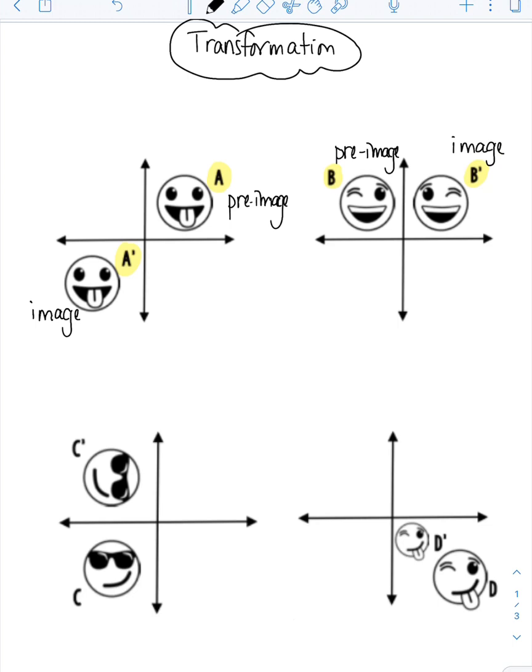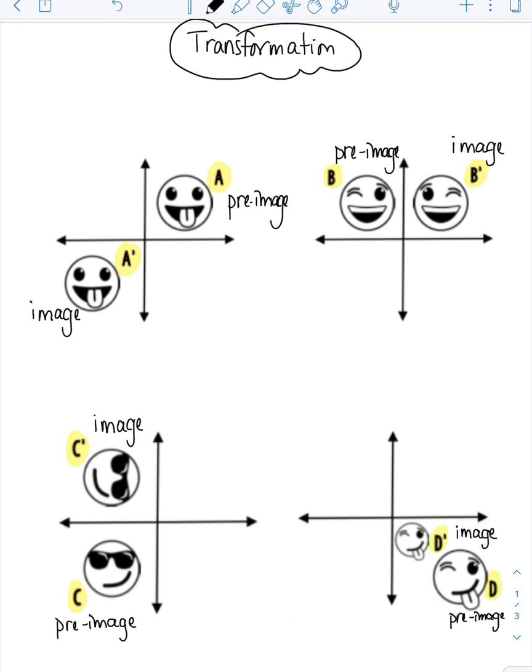And notice I'm calling that B prime. That's how you say it. So let's look at C. So we have C and C prime. So the picture on the bottom is our pre-image, and the picture on the top, the one that looks like it's turned, is our image. So I want you to be familiar with this language or these words. So again, on the bottom right, the big one is our pre-image. That's our starting point. And D prime, our copy or our new picture, is called our image.